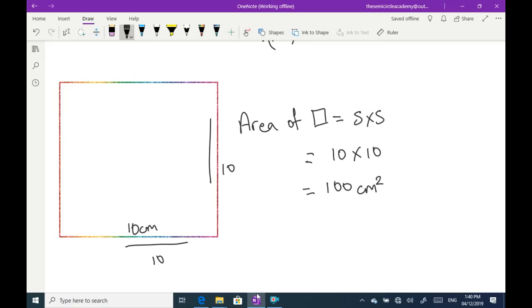Now please notice the unit for area. No matter what shape you're dealing with, the unit for area will always have a square, right? So please make sure you always include centimeters squared, or if it's in meters, it'll be meters squared, or if it's in millimeters, it'll be millimeters squared. So whatever the area is, the area will always be a square, in terms of to the power of 2, yeah?